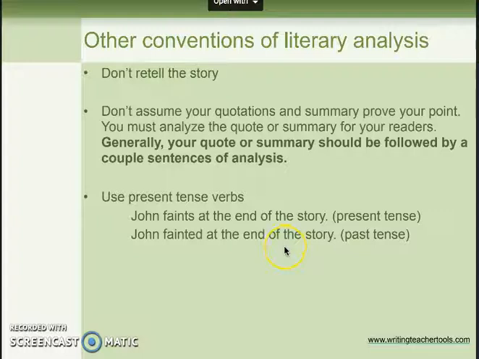Don't retell the story. If you ever find yourself, or when you're rereading your essay, that you see that you're just summarizing the plot, delete. Start deleting anything that's just simply retelling the story.